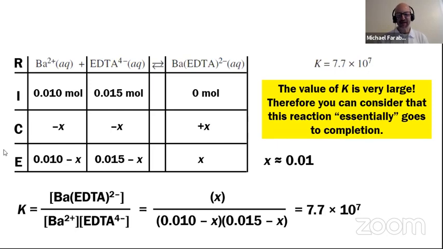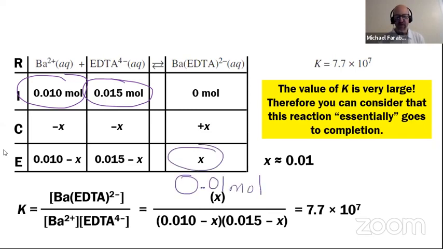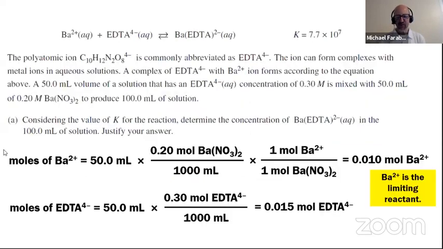The value of K is very large. And as was mentioned in the course and exam description, you can assume that reactions with a rather large value of K, I would say around 1,000 or higher, essentially go to completion. So therefore, if X is equal to 0.01, essentially this is a limiting reactant problem. You're going to run out of barium before you run out of EDTA because 0.01 is less than 0.015. So the reaction essentially goes to completion, producing 0.01 moles of the product. Okay, so barium is the limiting reactant. And so there's a 1-to-1 mole ratio between reactant and product. So the limiting reactant determines how much you produce.